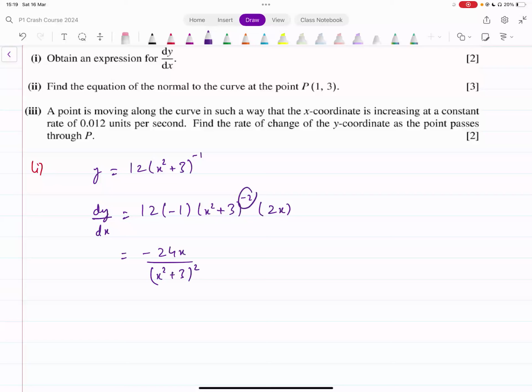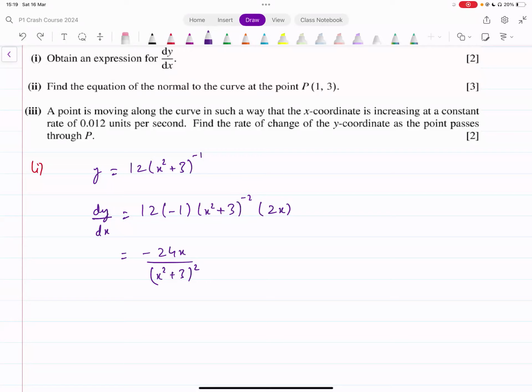If we write this negative power in the denominator, the sign of the power is going to change. It's negative 2 right now. It becomes 2. That's dy over dx. That's the first part. Now, in the second part, they ask you for the equation of the normal to the curve at this point. Now, that's something that you can do.